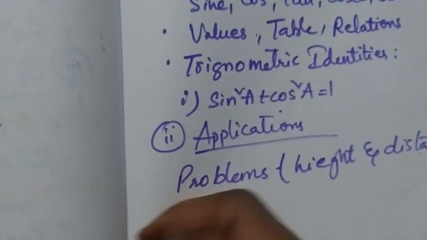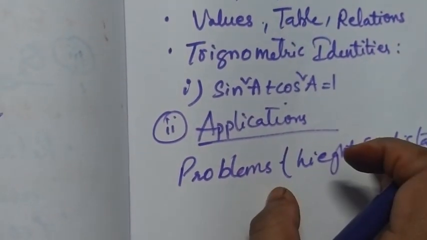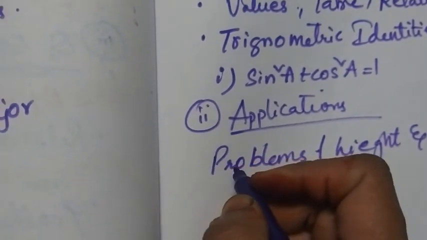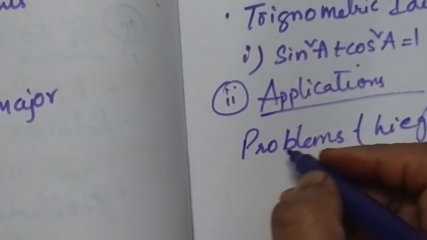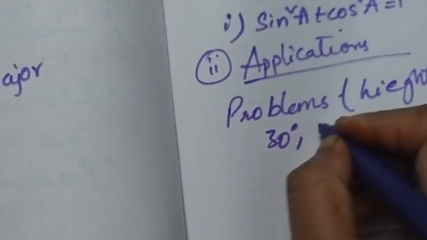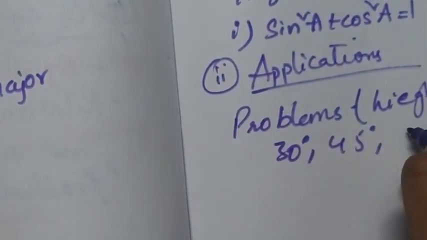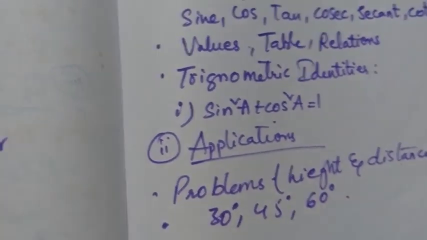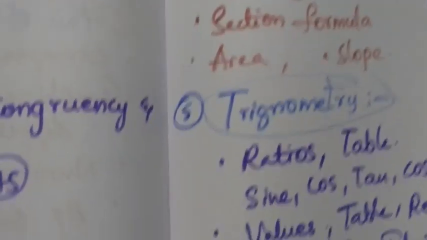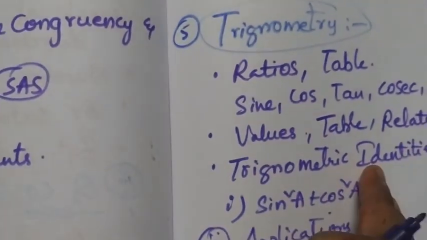Okay, simple problems on heights and distances, problems involving not more than two right triangles, and angles of elevation and depression confined to 30 degrees, 45 degrees and 60 degrees. Okay, problems on this and problems on height and distance. So the trigonometry chapter is very easy.